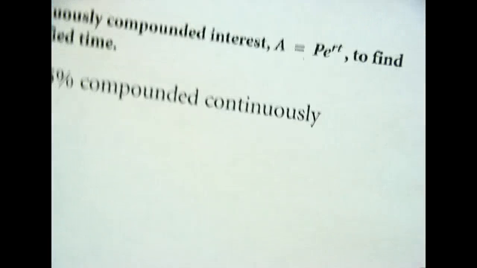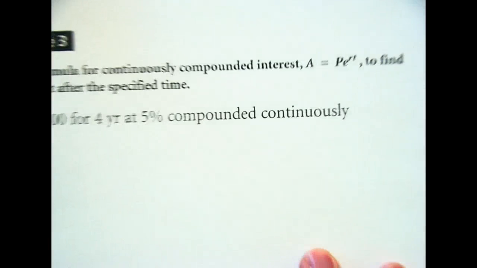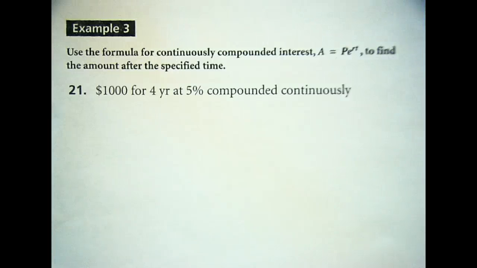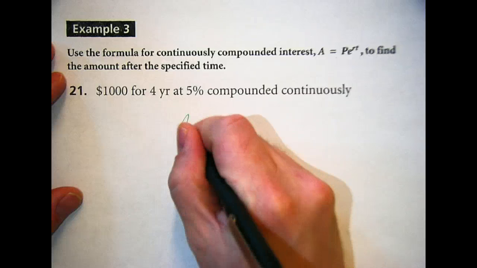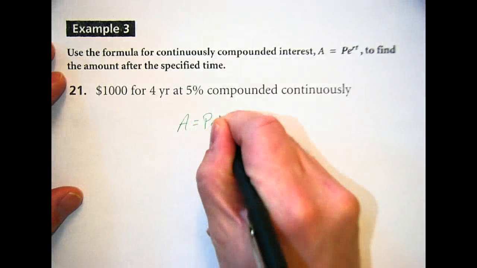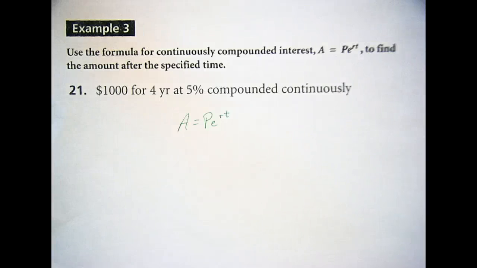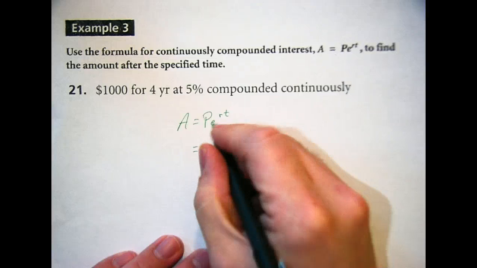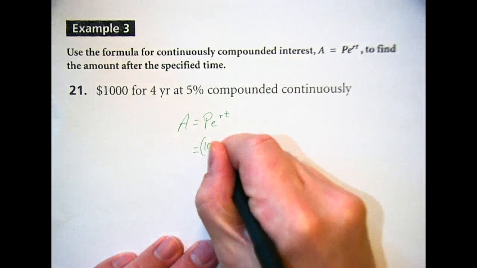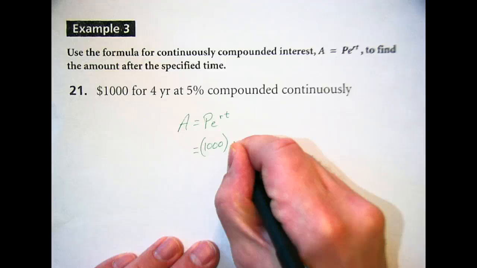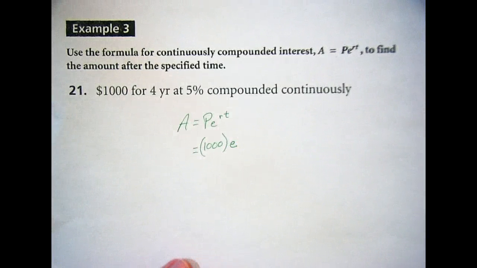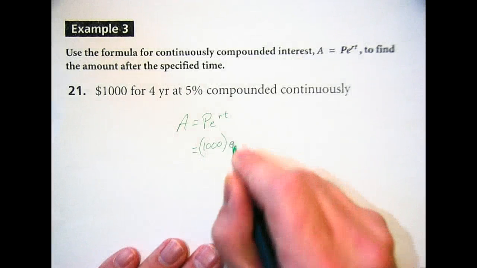Look at page 20, number 21, example 3 of your assignment. I want you to go ahead and try number 21. Wait, wouldn't it be 1.05 instead of just 0.1? Here we go. Let's see if we got it. A equals Pe^(rt). What is P? 1,000. What is e? We're just going to call it e. We're not going to round it. Here is the key. What is r?